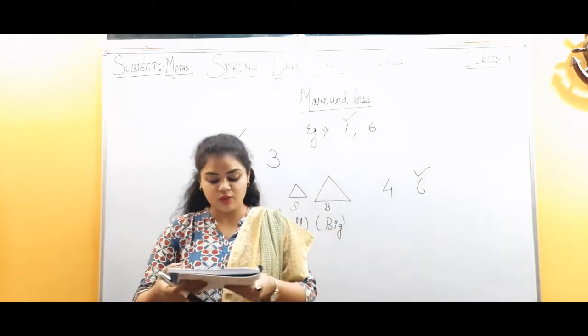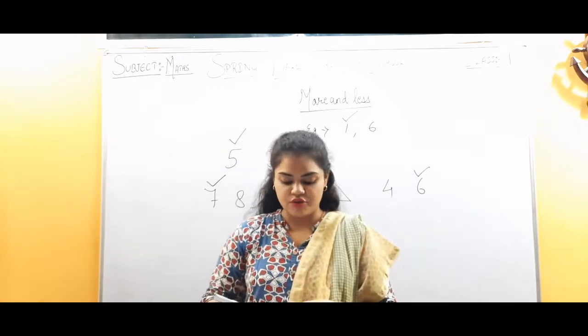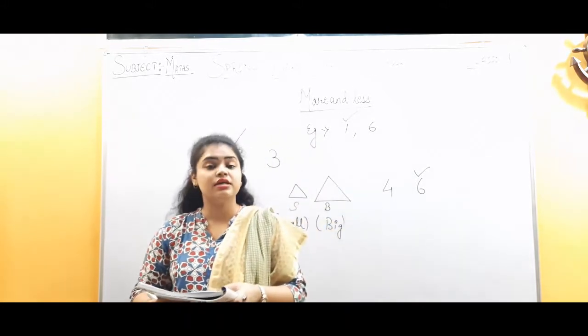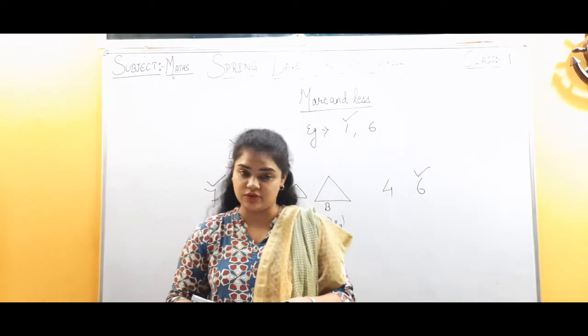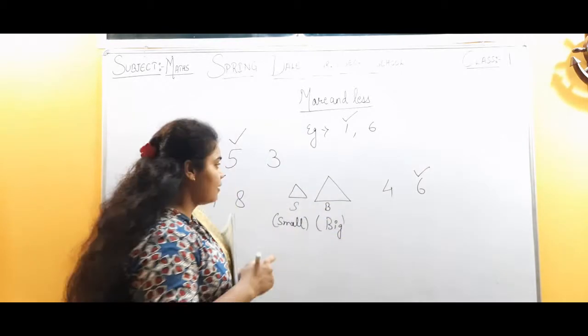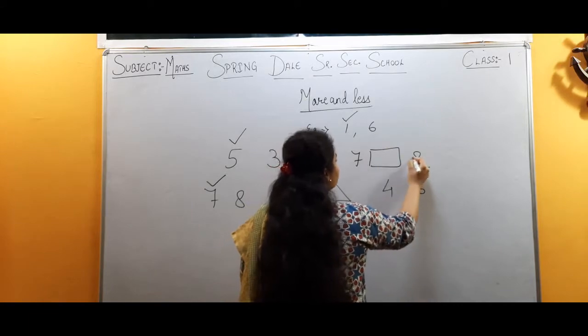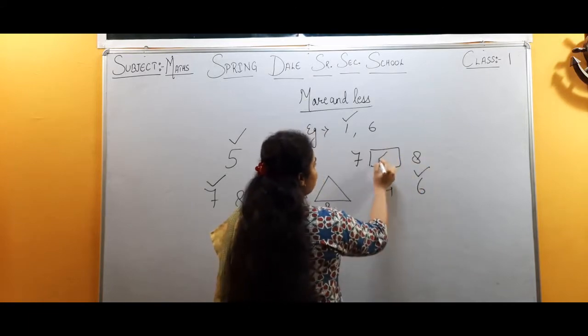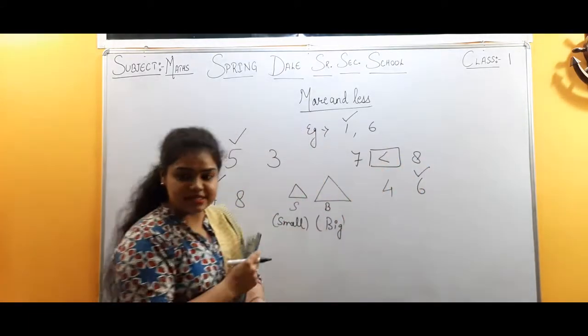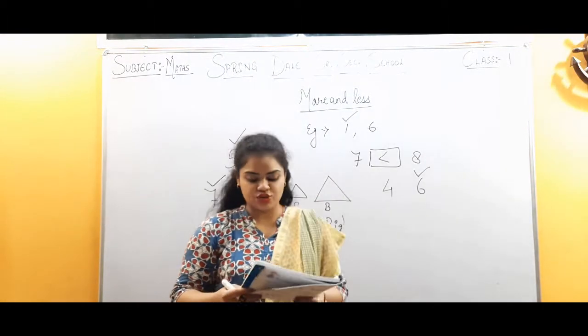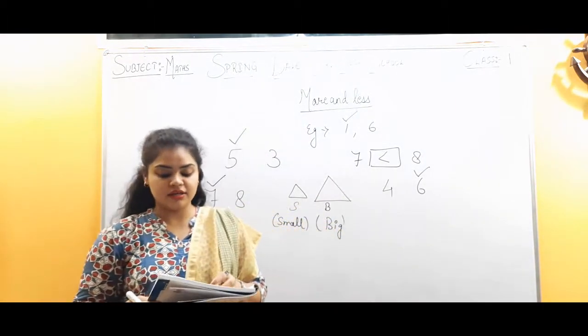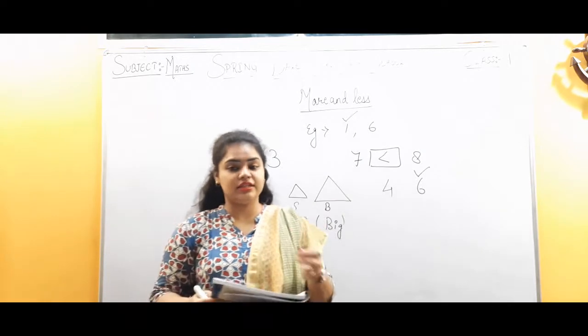So in 1 we have 7 and 8. Which one is more? The 8 one. So we have to mark. Here the 7 is written and here 8. Which is more? 8. So we will make this sign. In the next one, B part, we have 4 balloons and 3 balloons.